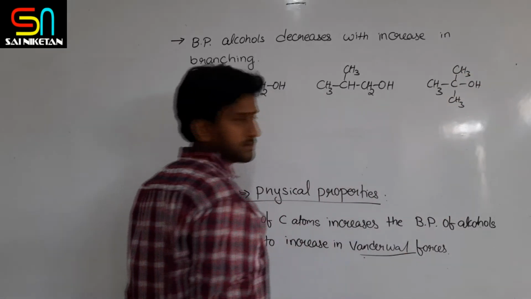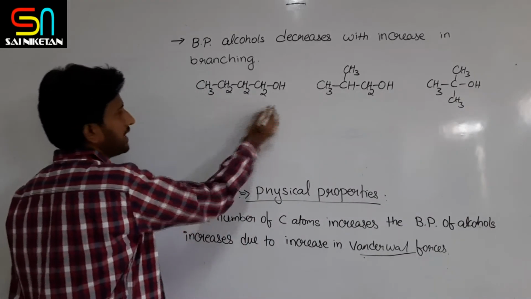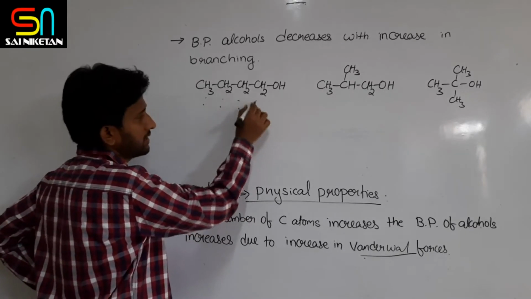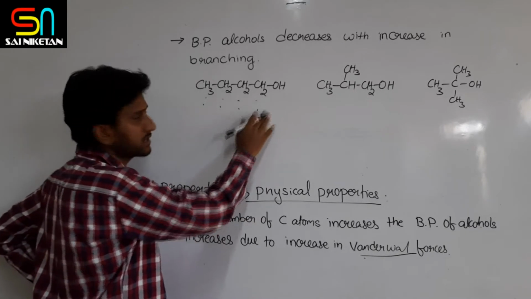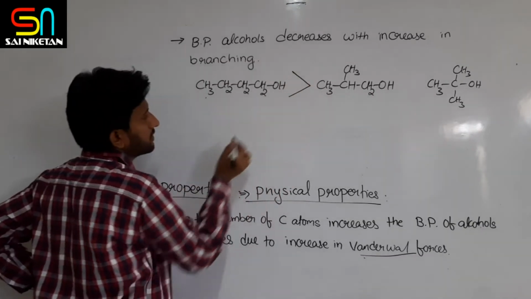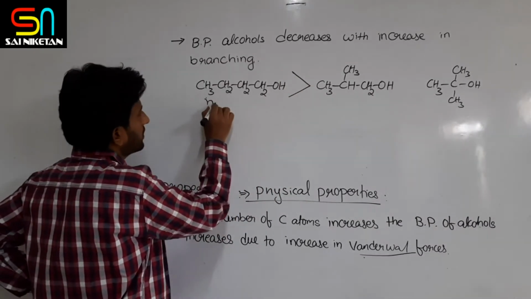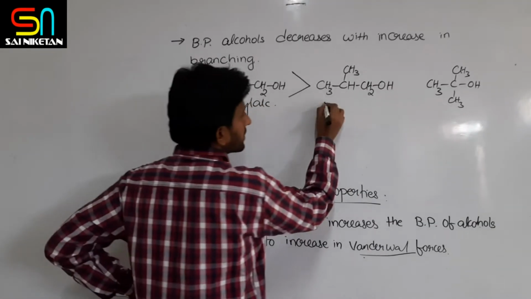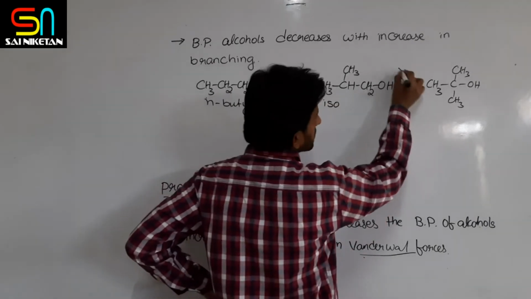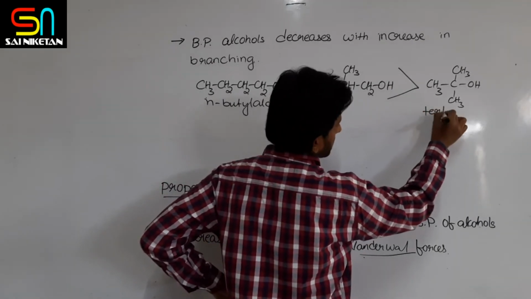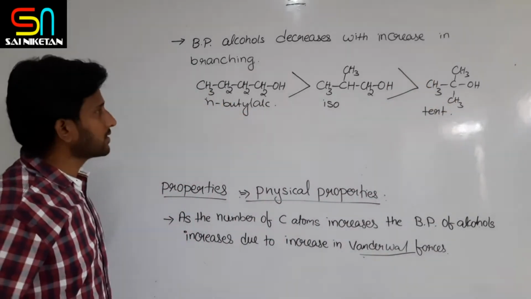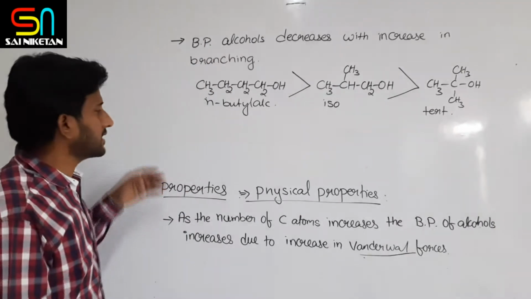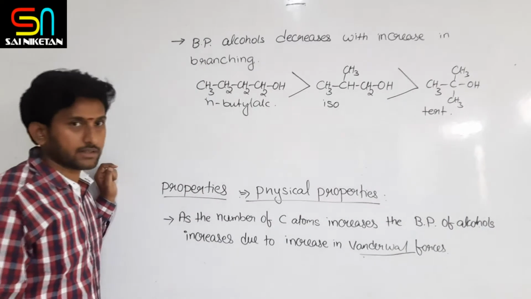So if you see in this, here in n-butyl alcohol, more van der Waals attraction can happen between the adjacent carbon atoms, along with hydrogen bonding. Okay, so boiling point of n-butyl alcohol is greater than tertiary butyl alcohol. Okay, so as the branching increases, boiling point decreases due to decrease in van der Waals attraction.